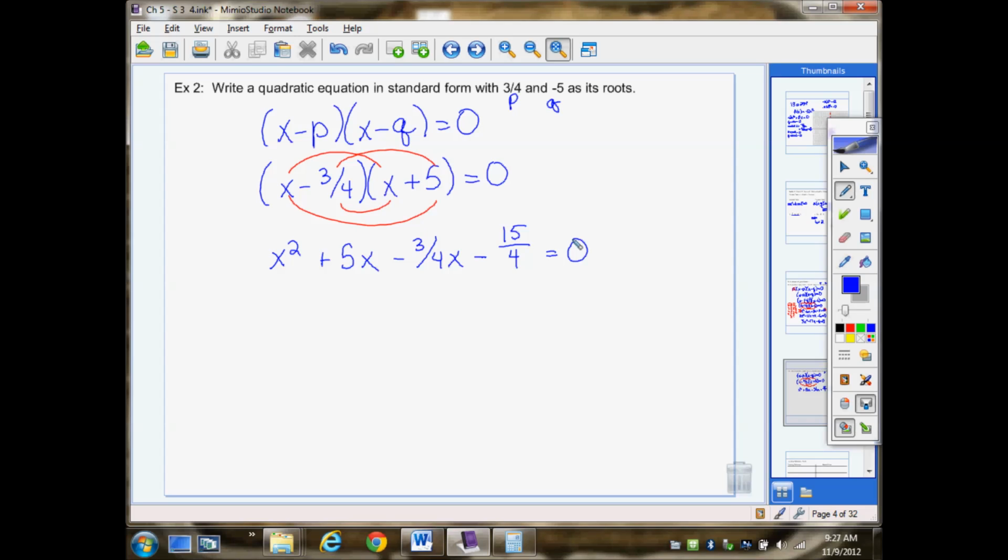Okay, and we don't like working with fractions, so we'll get rid of them. Our denominator is 4, so we multiply the whole thing by 4. So I get 4x squared plus 20x minus 3x minus 15 equals 0. And then because of the 4 out here, this 4 cancels my denominators. And then combine my like terms.